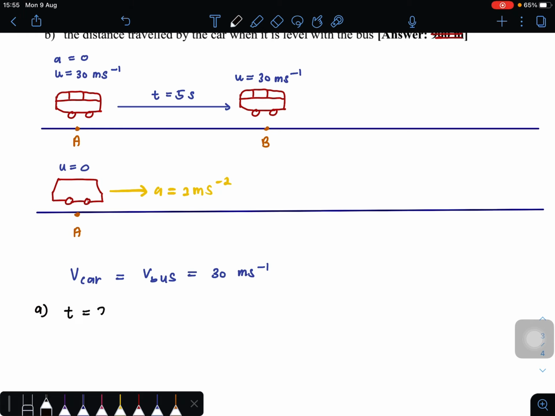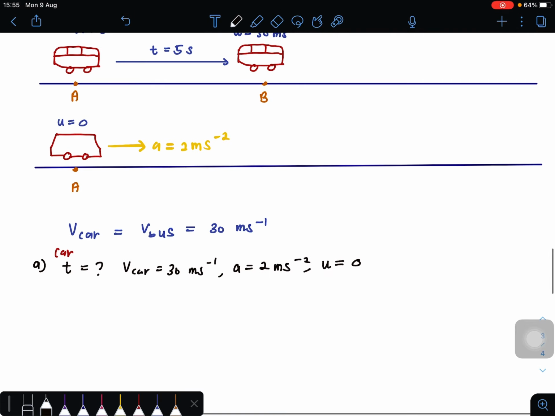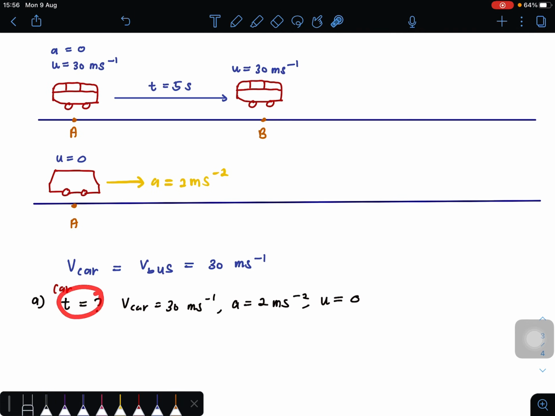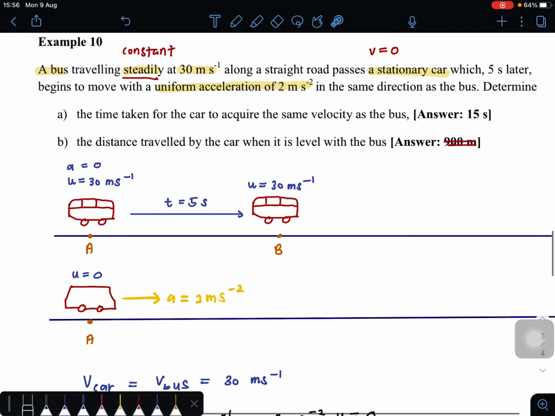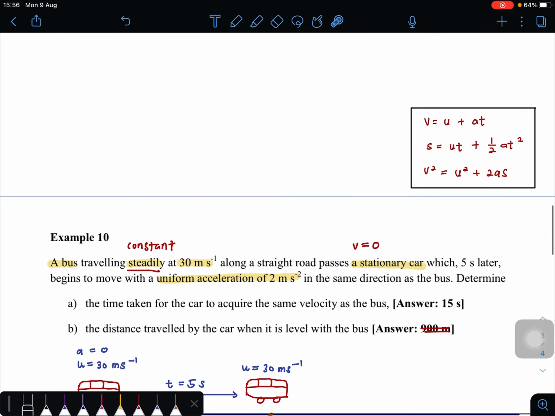So we want to find T, and since this one adalah about the car, so kita keluarkan information pasal kereta ni, di mana dekat sini kita ada the velocity of the car that we want, which is 30 meter per second, and then the acceleration adalah 2 meter per second square, and initial velocity of the car is 0. So how do we find the value for T? Okay, let's look at the equations. So ni adalah equation yang kita akan gunakan, okay, dalam soalan macam ni.